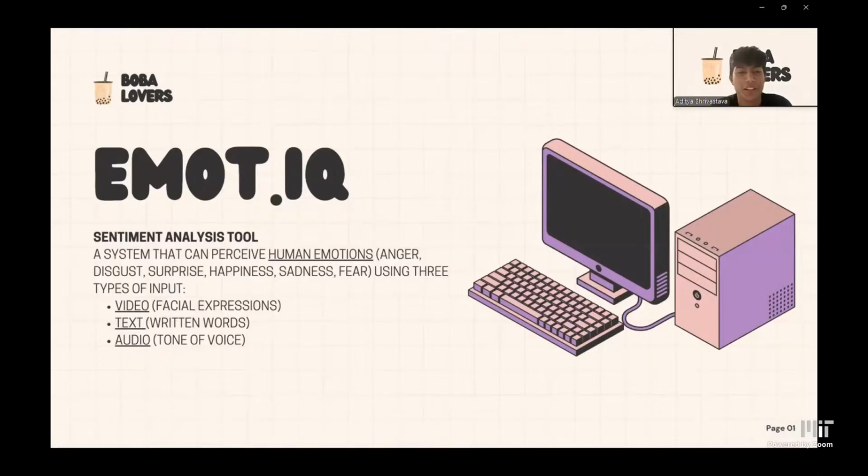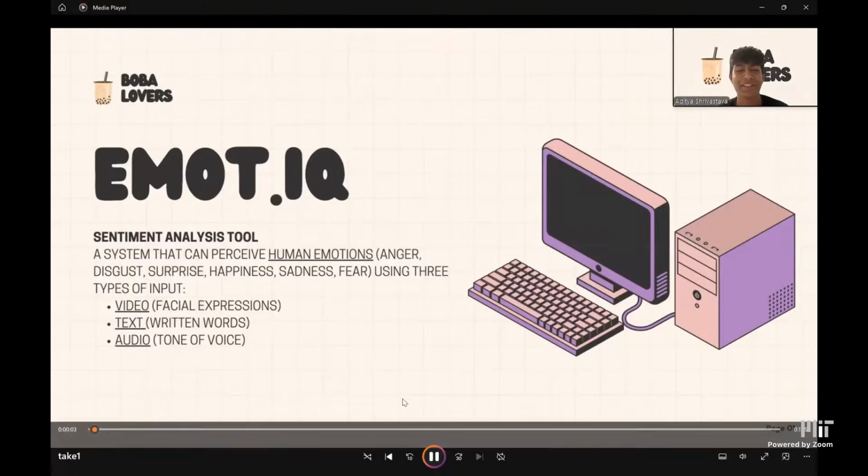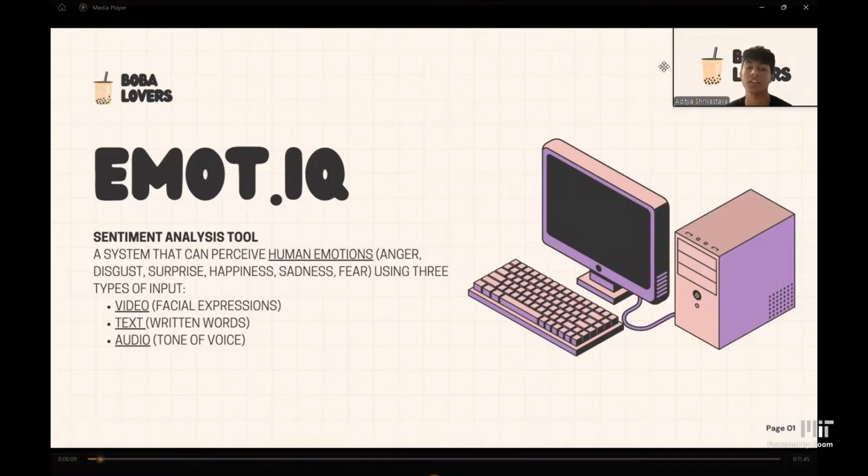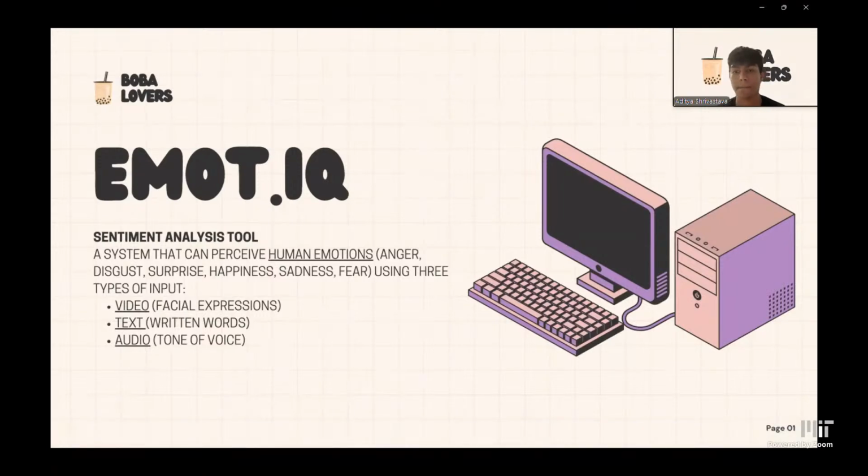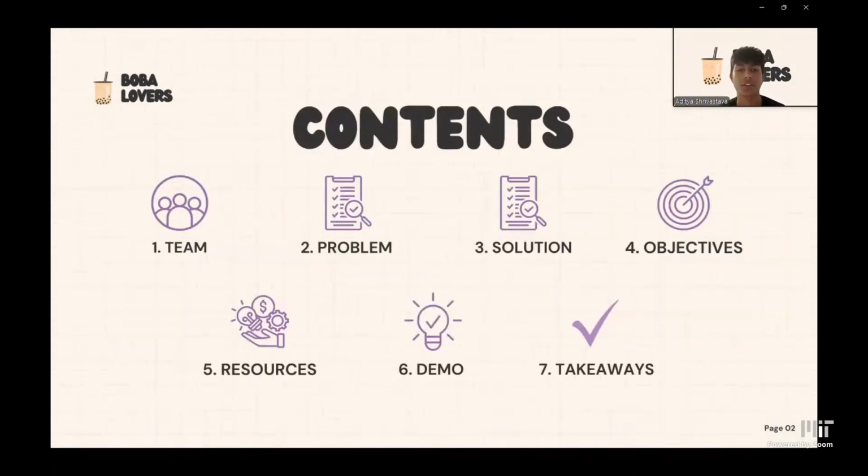This is our final project called Emote IQ, which is a system that could perceive human emotions based on video, text, and audio inputs. Okay, so for our table of contents, we'll start with the team and then move to the problem, solution, objectives, resources, demo, and then takeaways.